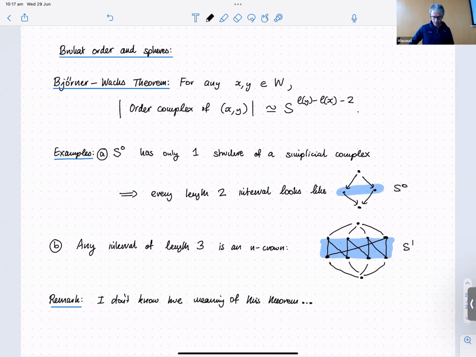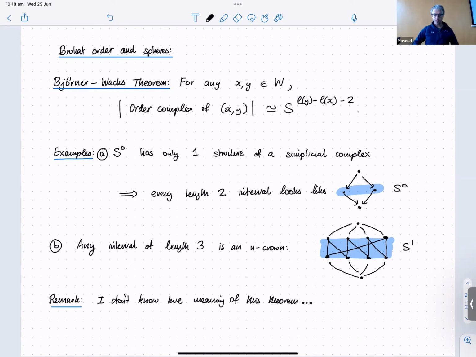So we have this beautiful Björner-Wachs theorem, which tells you about the order complex of the open interval in Bruhat order from x to y. I take the interval from x to y, and I delete the bottom and the top. I look at the order complex of that, and I take its geometric realization. This is a sphere of dimension length of y minus length of x minus 2.